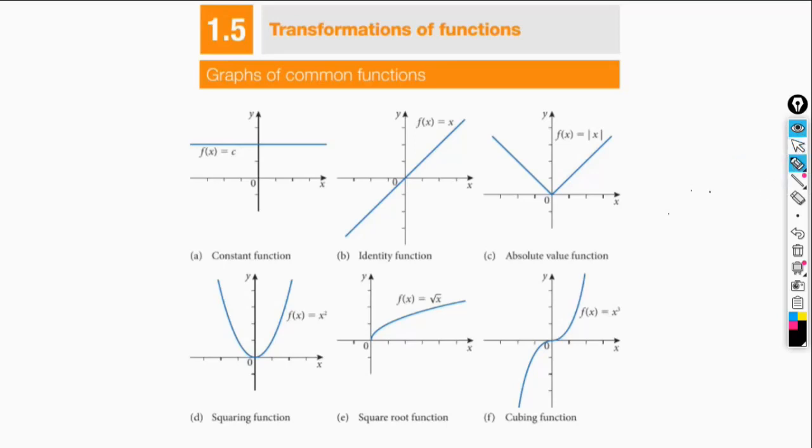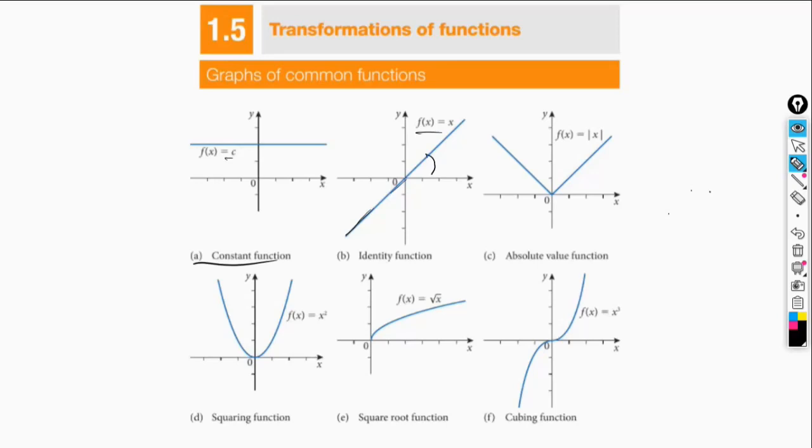So the first one is a constant function, which is just a horizontal line that depends on the value c, which is constant. We have the identity function, which is f of x equals x, and it's this line that goes right through the origin, forming a 45-degree angle with the x-axis or any other axis. We have the absolute value function, which is the v-shaped function.